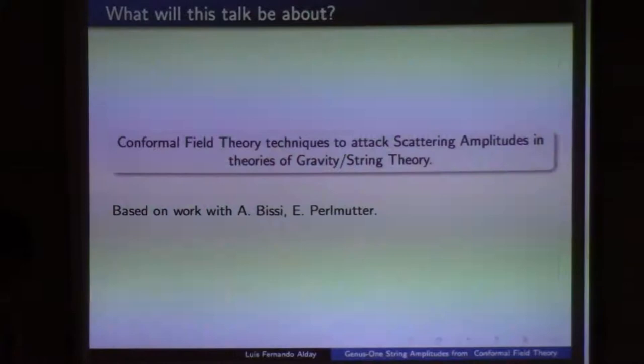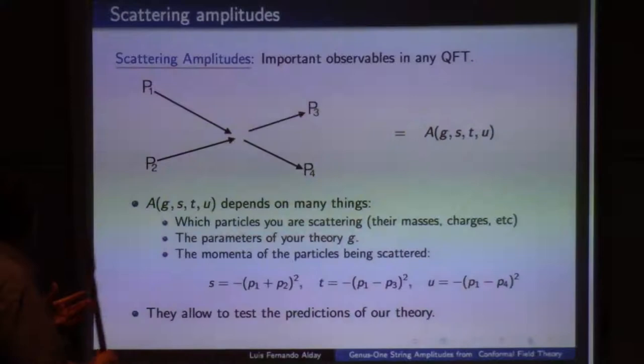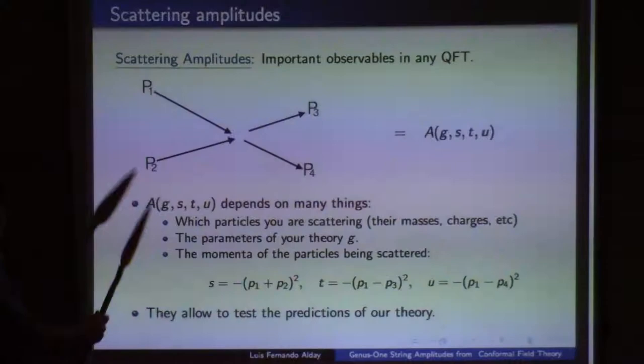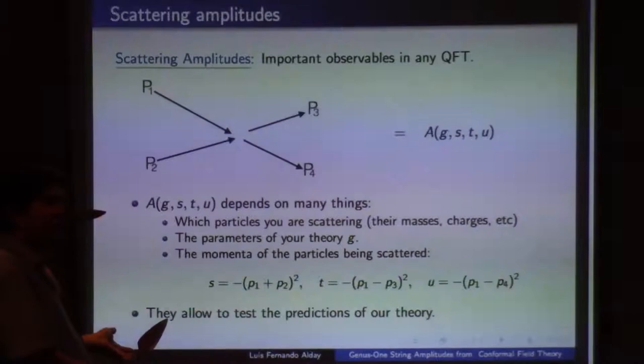Now, scattering amplitudes are very important observables in any quantum field theory. Basically, the four-point amplitude is the probability that two particles with momenta p1 and p2 scatter into two other particles of momenta p3 and p4. And in general, it is a complicated piece to compute. It can depend on many things: which particles you are scattering, the masses, the charges of the particles, etc.